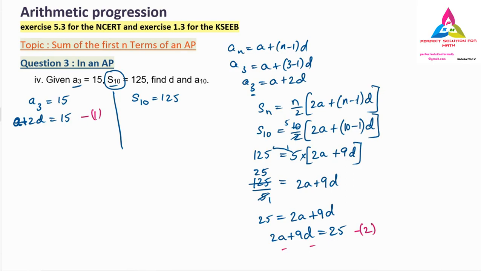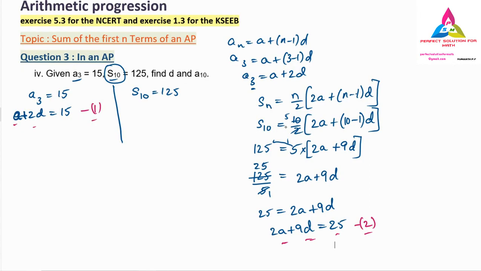So this is our equation 2, this is our equation 1. If you check equations 1 and 2 clearly, here we have a, here also we have a; here we have 2d, here we have 9d; a plus 2d is equals to 15, and 2a plus 9d is equals to 25. This is the thing we found. The next step is very important. Just glance and check it clearly. Okay, so what is the next step?